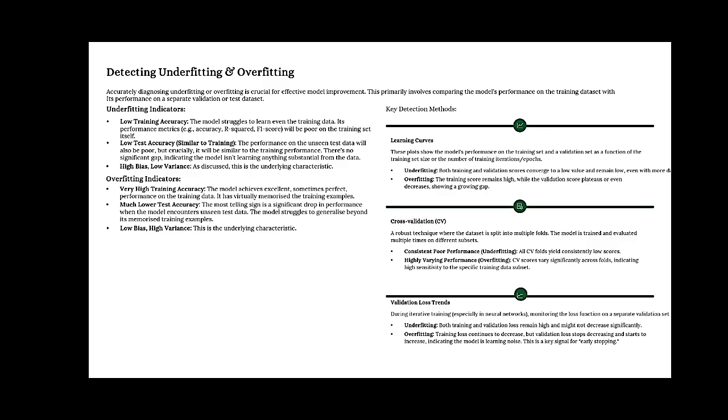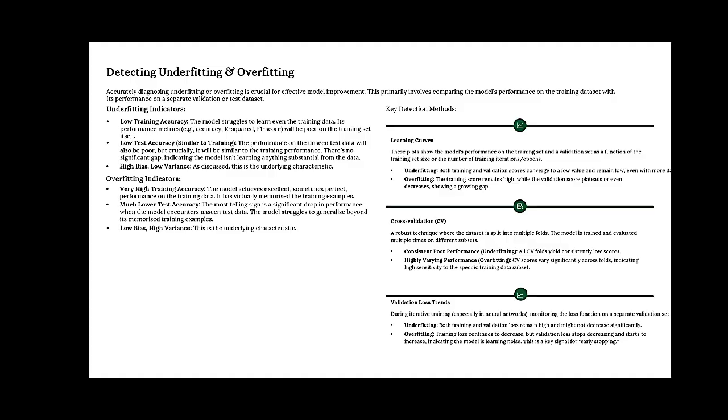We have three key detection methods: learning curve, cross-validation and validation loss trend. In the learning curve, these plots track performance as training progresses. With overfitting, the training score stays high while the validation score plateaus or drops, creating a growing gap. With underfitting, both scores converge at a low value.